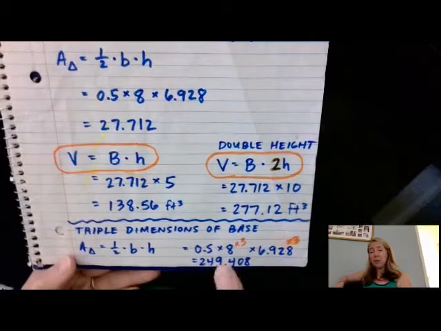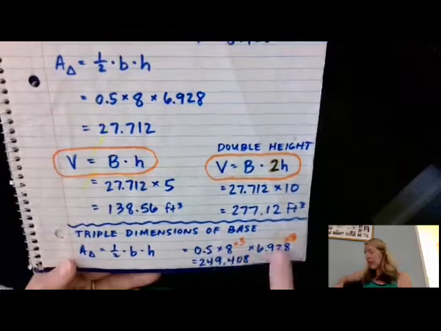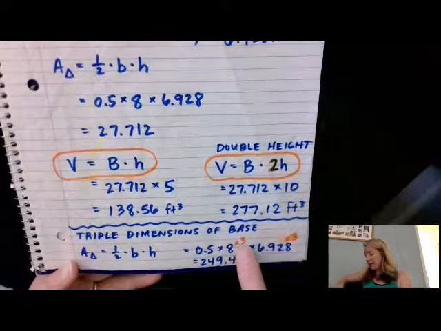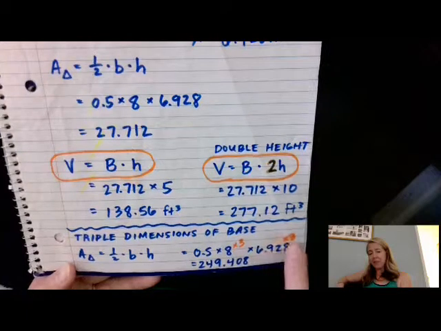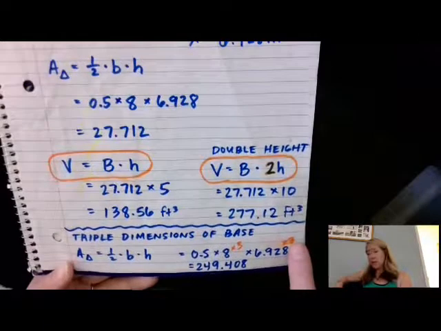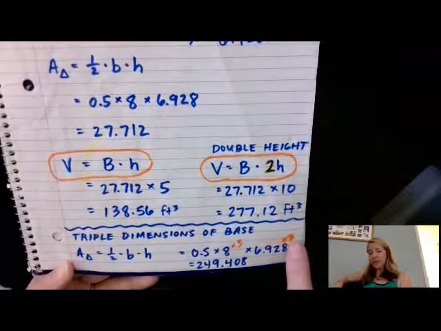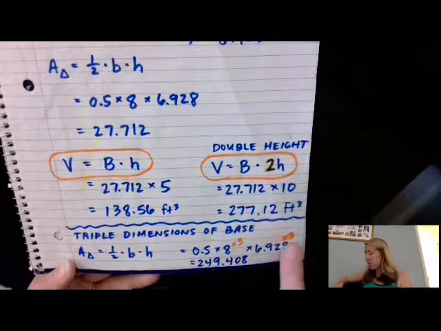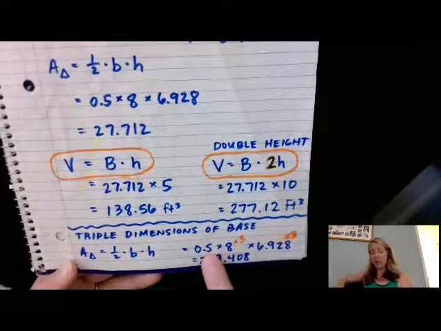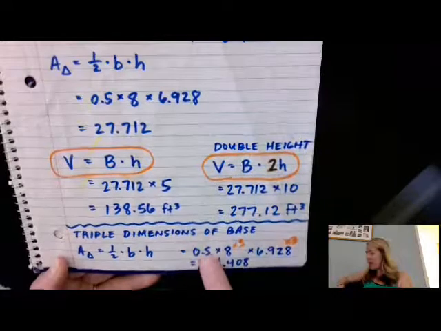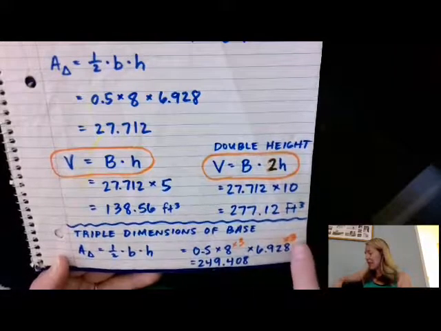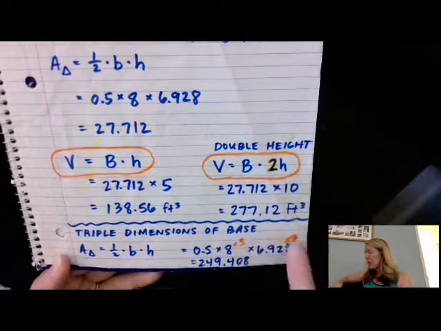So if we were going to triple the dimensions, the base and the height, those are our dimensions, okay? So the base was 8, so we would triple that, and then the height was 6.928 that we discovered through Pythagorean theorem. So we would multiply that by 3. And together, the change would be multiplying by 9. Okay, because we're not changing 1/2. That's just part of the formula for the area of a triangle. So 1/2 base got tripled, height got tripled. So the change now is that we're multiplying by 3 times 3.